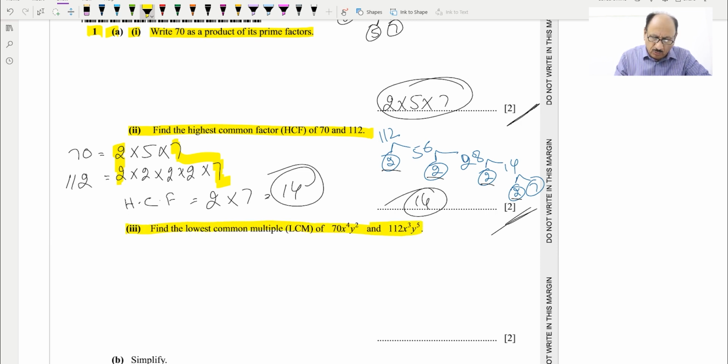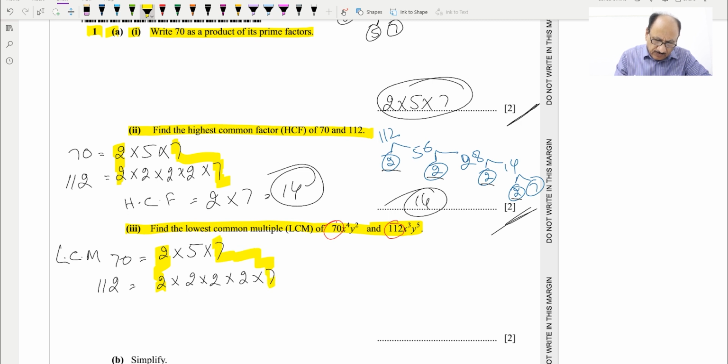Then we can move to the third part, find the LCM of 70 and 112. I will write the LCM here. I will write the prime factors which I have already written in the previous part. So 2 into 5 into 7 and 2 into 2 into 2 into 2 into 7. Again we will make pairs, this is one pair and this one is the second pair.